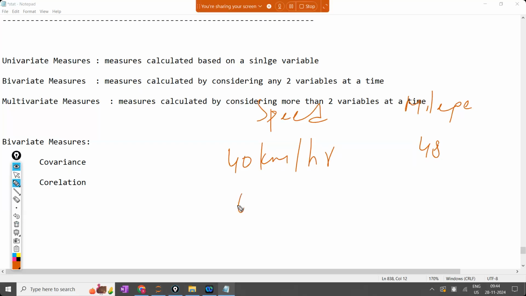Now, if you increase this to 60 kilometers, how much have you increased your speed? 20 kilometers you have increased the speed. Now, how much will the mileage drop? With this increase of 20, the deviation changed by 20. In that deviation, it will fall now. How much will it fall? The variance will be there now. Here the variance is this much deviation. There, how much is going to be the deviation? That is the covariance.